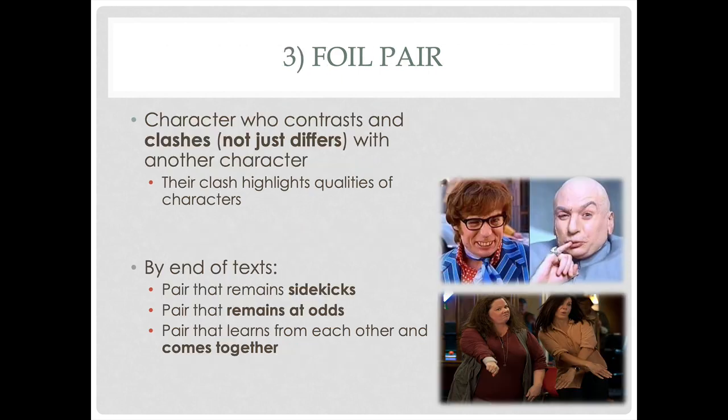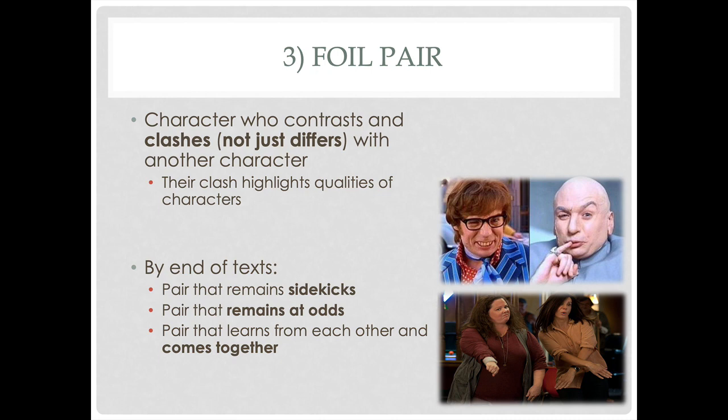And the last type of character we'd like to look at is what we call the foil pair. By definition, this is a character who contrasts and clashes with another. Not just because they're different, like they're a couple years older or they dress a little bit differently. This is some sort of clash highlighting the qualities of the character. So passionate and emotionless, quick on their feet, slow to react, follows the rules, does not follow the rules. Generally good, generally bad. Those would be clashes and contrasts that would count as a foil pair.